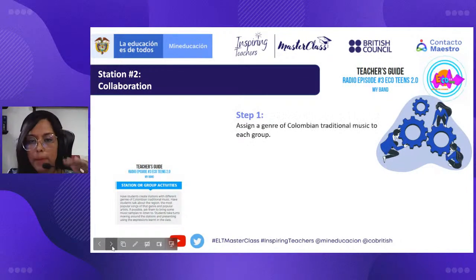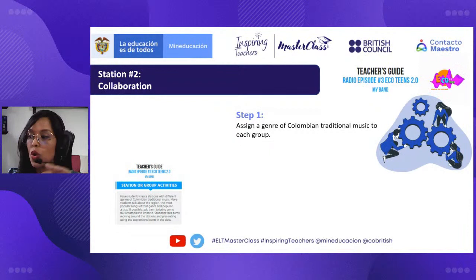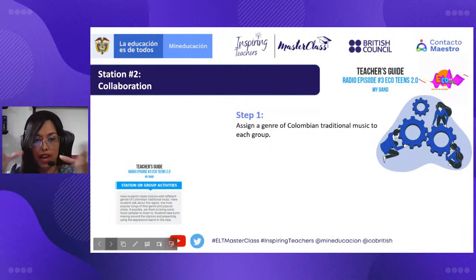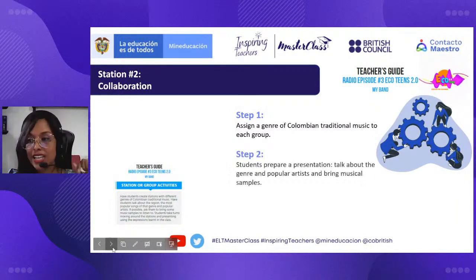The first step is to assign a genre of Colombian traditional music to each one of the groups. Once we've assigned, we have our station. In our station, we have mini groups, right? So they have a different genre. The second step is for students to prepare a presentation to talk about the genre, popular artists, and bring musical samples. Because this is a topic that they probably already know about, same as our teachers just answered in the beginning of this segment, then it's going to be easy.